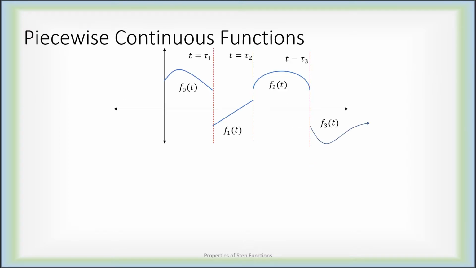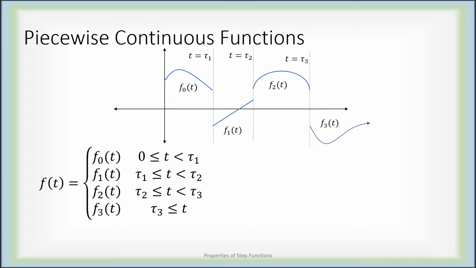So here's an example of the type of function we want to be able to represent. Now we can write this in a piecewise manner. So f of t in between 0 and tau 1 is given by f naught. In between tau 1 and tau 2, it's given by f1. In between tau 2 and tau 3, it's given by f2. And in this picture, for all t larger than or equal to tau 3, it's given by f3. So this is a standard way to write a piecewise function, but we want to be able to write it in terms of these step functions.